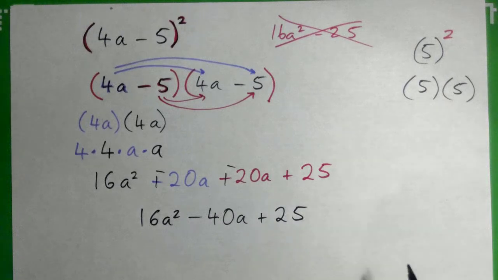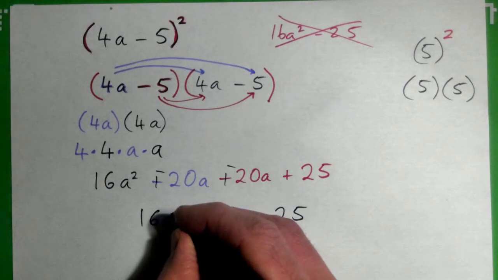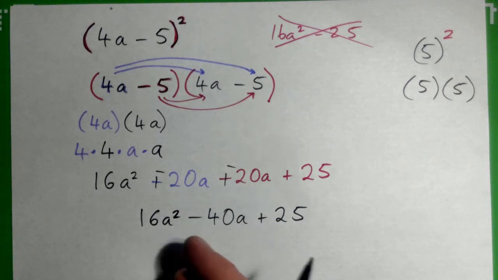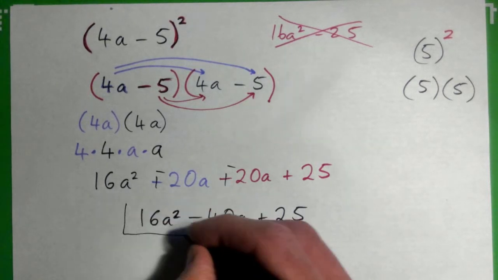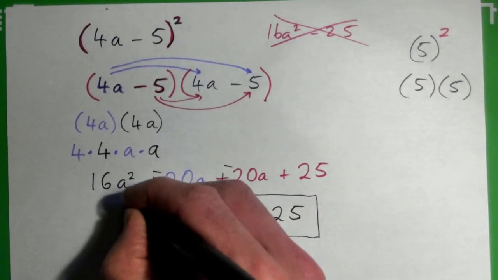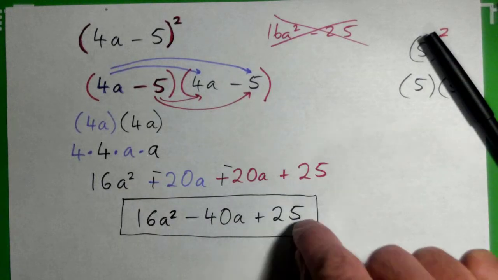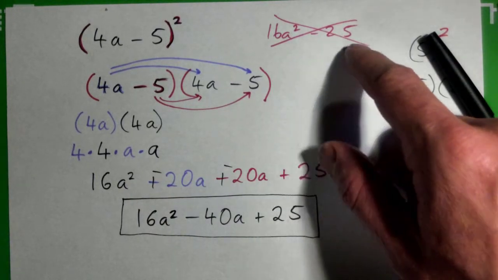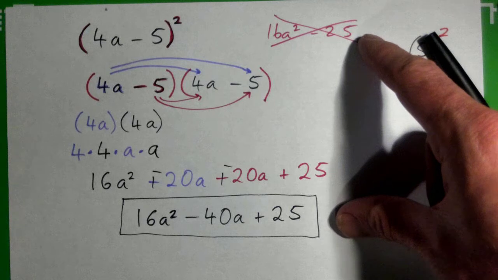Now, can we simplify this any further? No. These are not like terms. It's an a squared term, an a and a number. They're not like terms, and so that's the answer. You're done. Now, what's the difference between this correct answer and this most common incorrect answer?